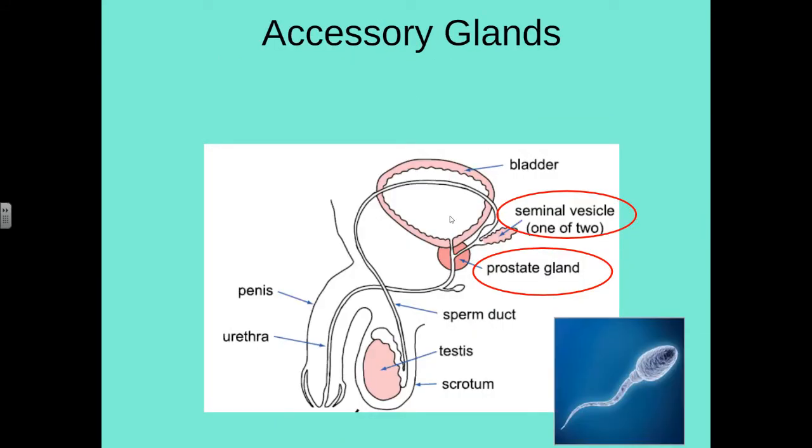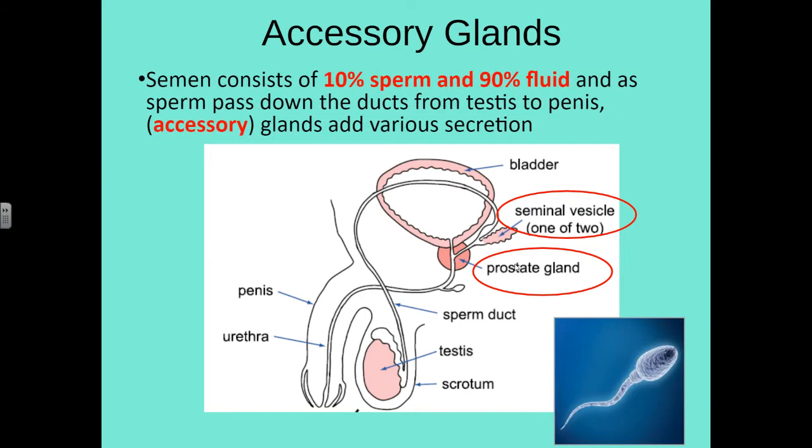The next little thing from this key area, and the last bit, is what do the seminal vesicles and the prostate gland do? We know about the testes, we know about seminiferous tubules, and we know about interstitial cells. So semen is only 10% sperm and 90% fluid. So when semen comes out, it is not a dry substance, it is wet because of the fluid.